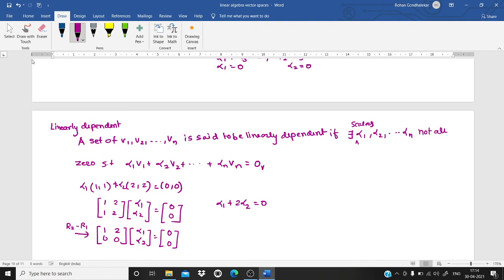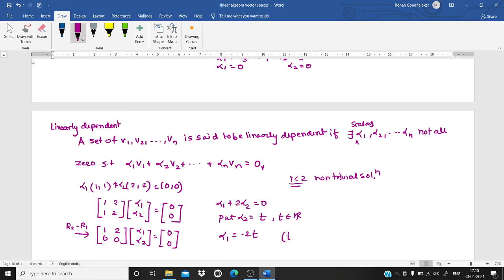So this is a system of homogeneous equations, of course, but what about the solution? See, the rank of the coefficient matrix is 1, and how many unknowns? 2 unknowns. So rank is less than the number of unknowns, so we have a non-trivial solution. So how to derive that non-trivial solution? You make a substitution, put say alpha 2 as t, where t is any real number. So we have alpha 1 is equal to minus 2t.